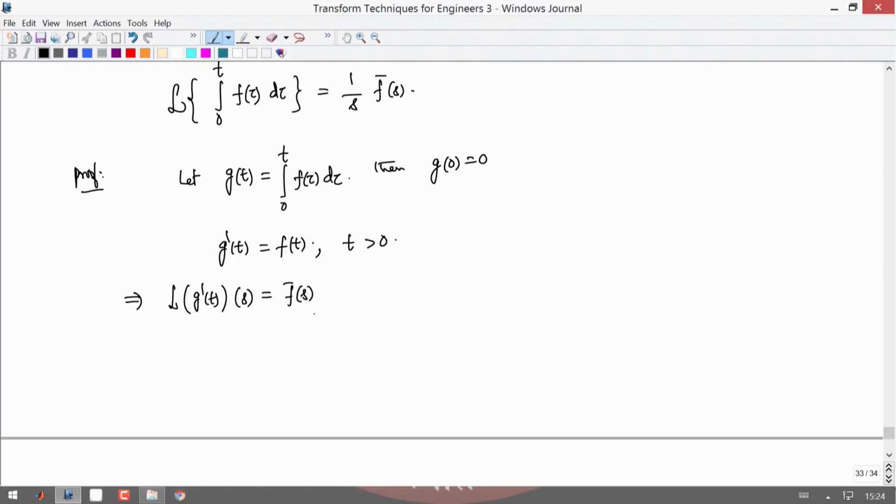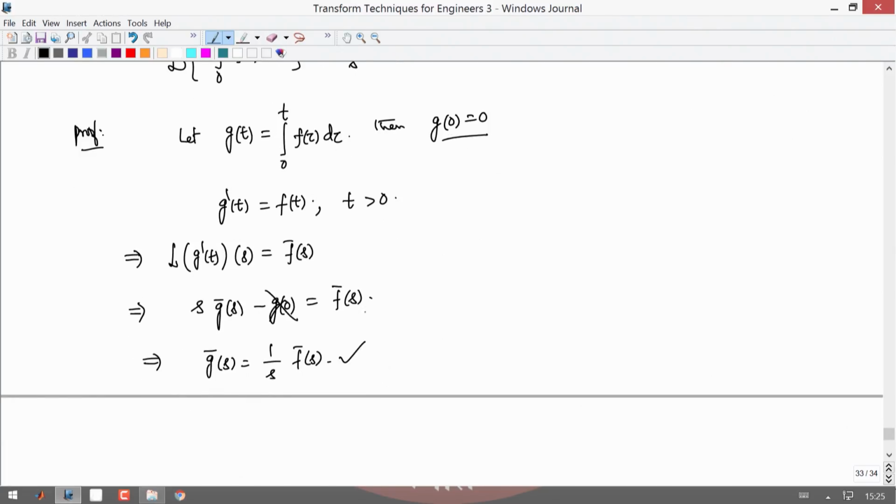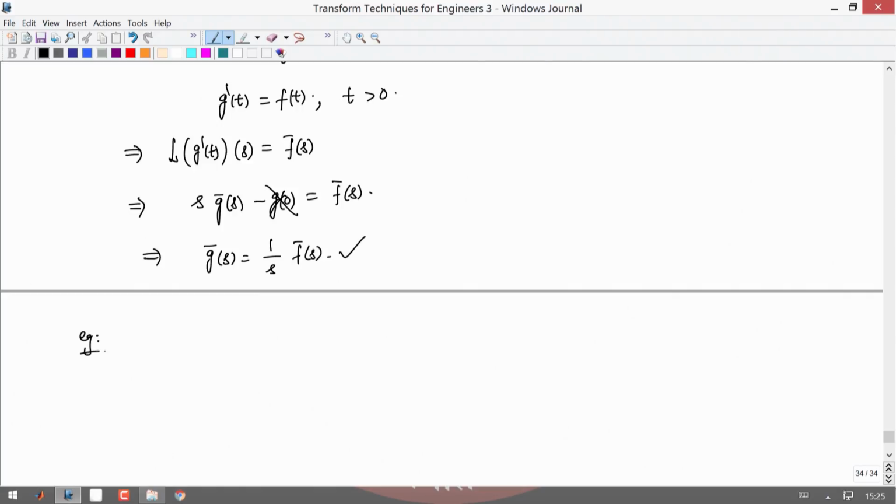So, this implies the derivative Laplace transform gives s times g bar of s minus g of 0, which is equal to f bar of s. Because g of 0 is 0, as given here, that implies g bar of s is equal to 1 by s times f bar of s. This is exactly what you want. So, using this property, you can see some examples.